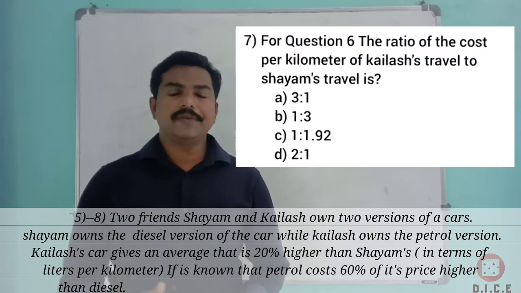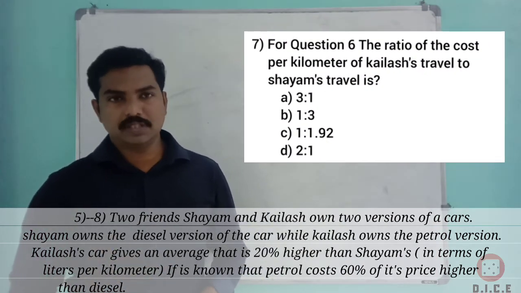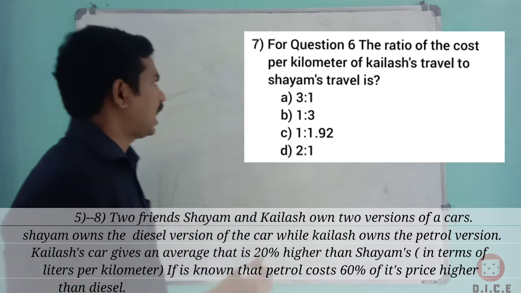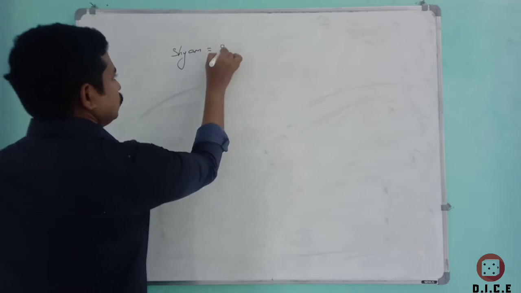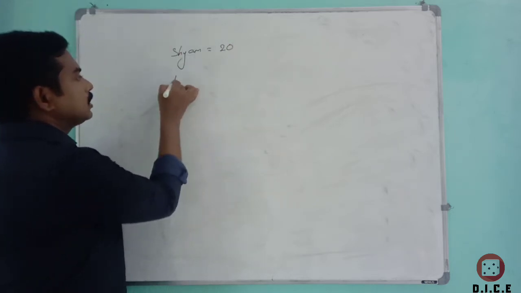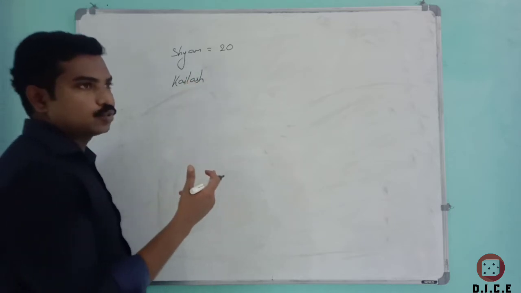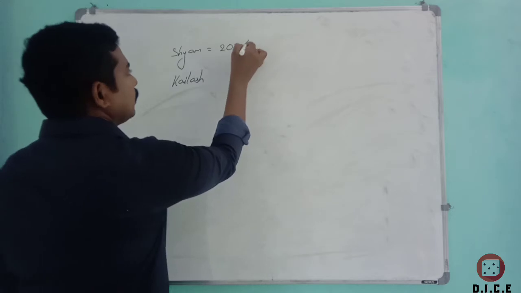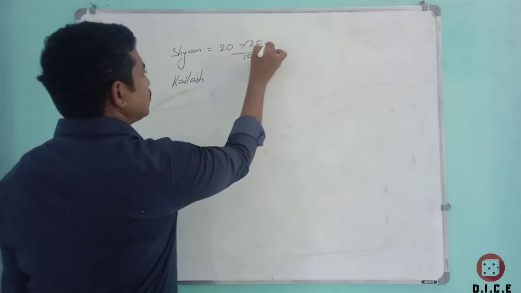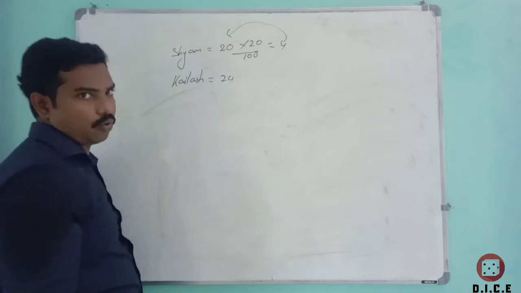Now see question number 7 here. Question number 7, we have to do by comparing with question number 6. In question number 6, Shyam's average is given as 20, and in the very beginning of the data it is said that Kailash is 20% more than Shyam. Therefore, what is 20% of 20? 20% of 20 is 4. If we add 4 to 20, Kailash's average will be 24.